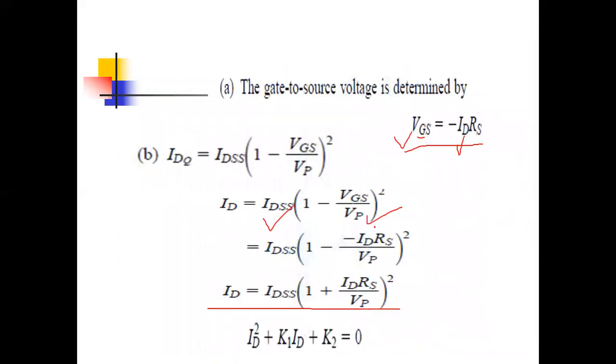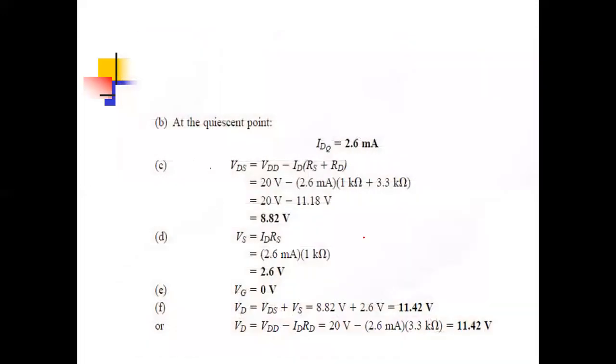So from this equation, you will find VDS. VDS will equal VDD minus ID times (RS plus RD). You have already calculated ID, and you already have the values of RS and RD. So from this, you have calculated the value of VDS as 8.824. Okay, that is your VDS.